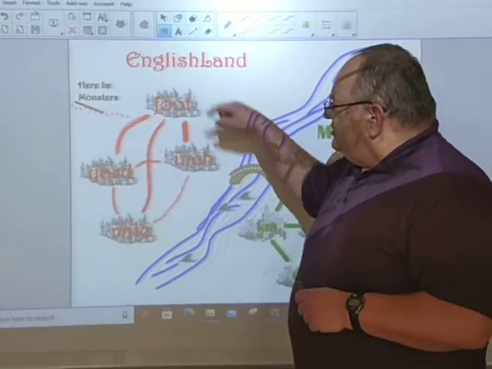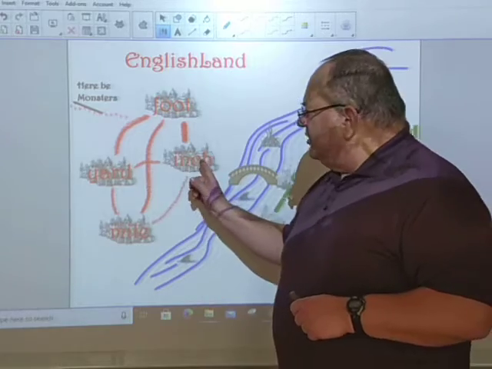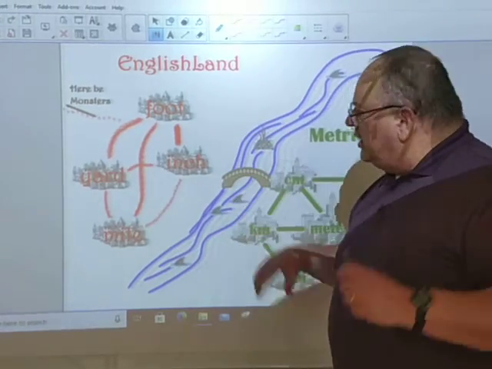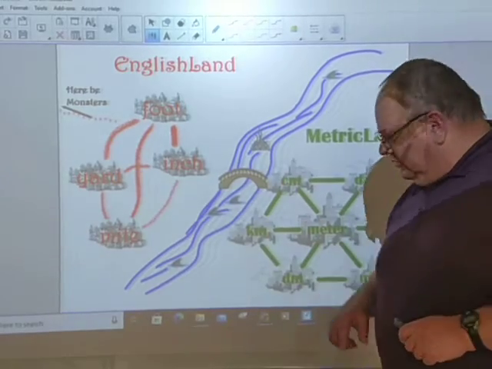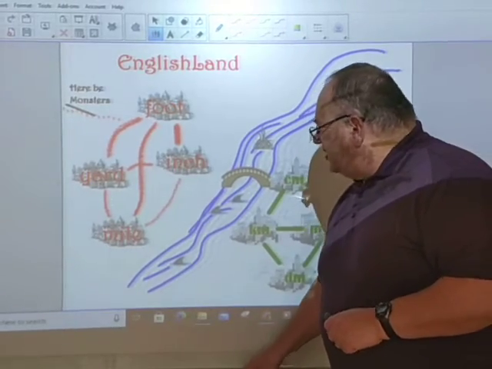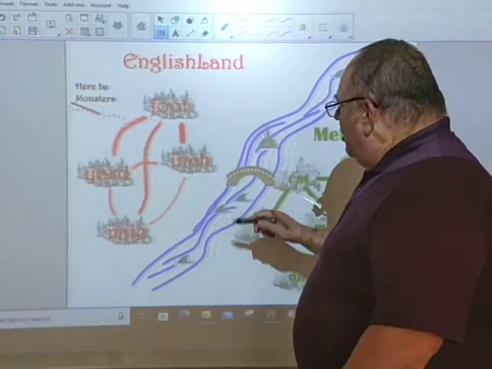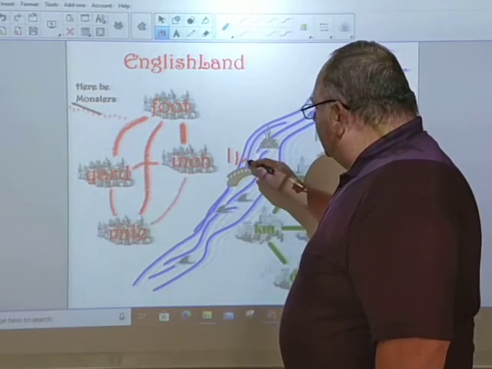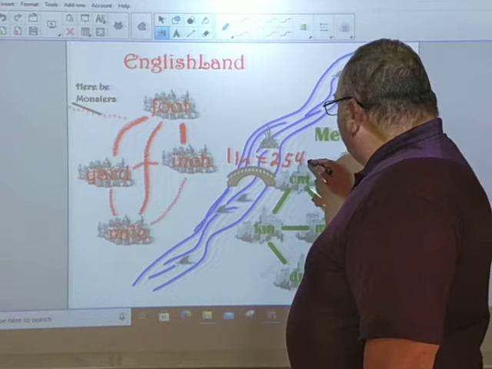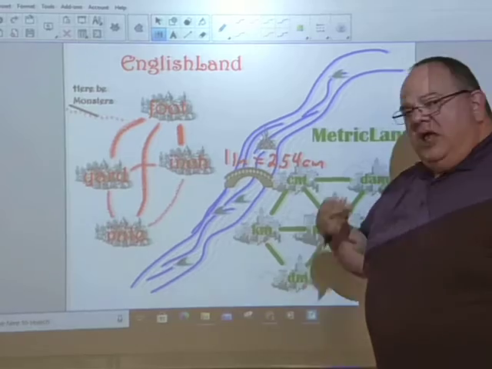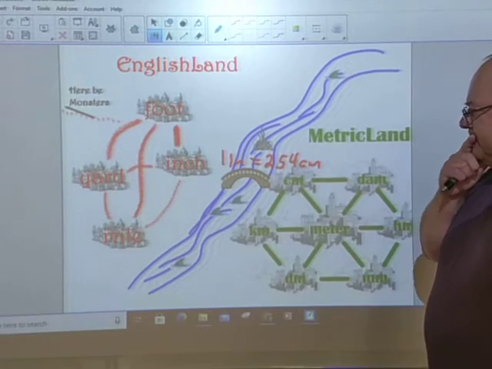I know there's 12 inches in a foot. I know there's 3 feet in a yard. I know there's 5,280 feet in a mile. I know there's 36 inches in a yard. Okay? So what I need is a bridge across the river. And I only have a couple of bridges that I've committed to memory. One of them I know is that 1 inch equals 2.54 centimeters. That's a relationship between an English unit and a metric unit.